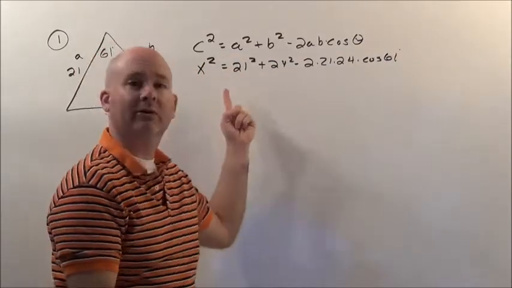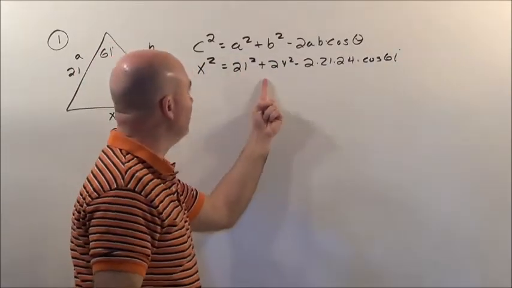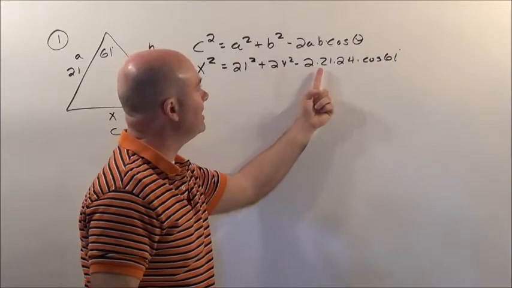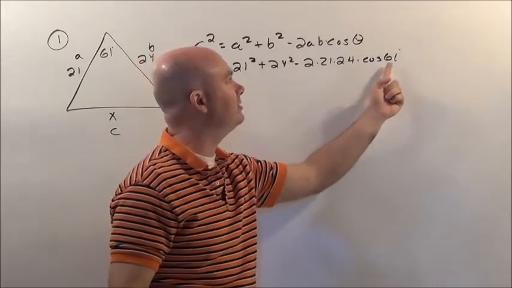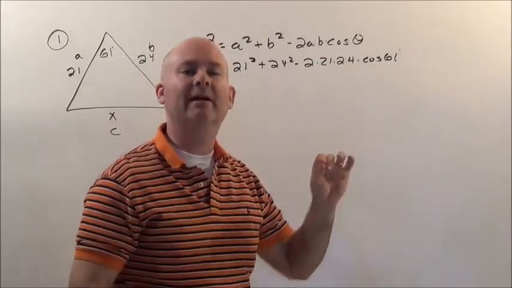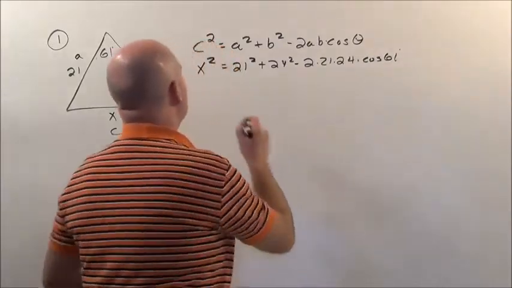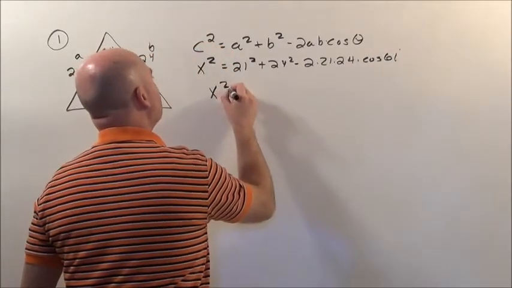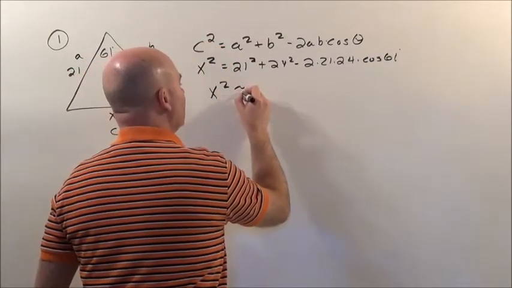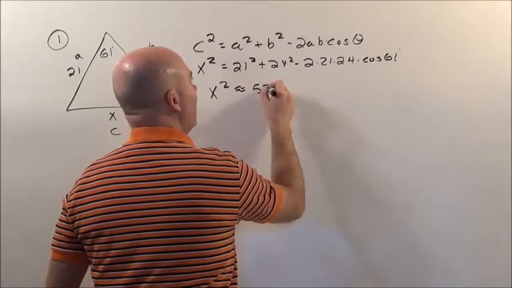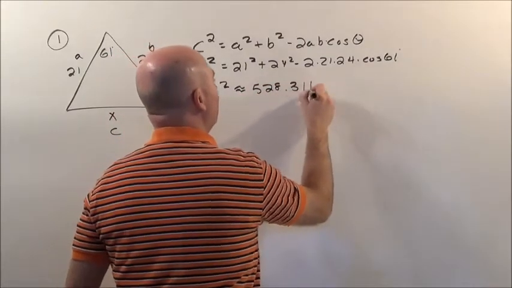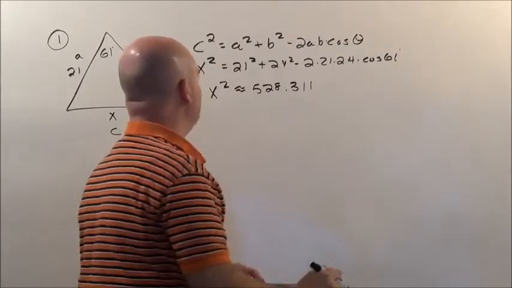Now what's nice is you can enter all this on your calculator: 21 squared plus 24 squared minus 2 times 21 times 24 times cosine of 61. Make sure your calculator's in degree mode though. When I did it a little bit earlier, I got that it comes out to be approximately 528.311 and so on.